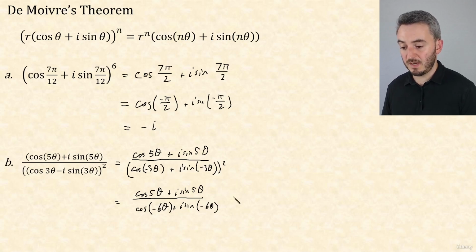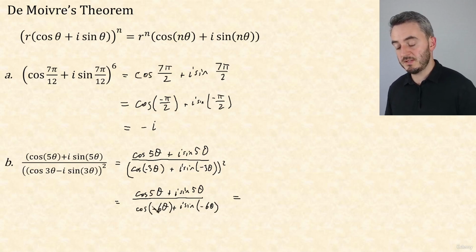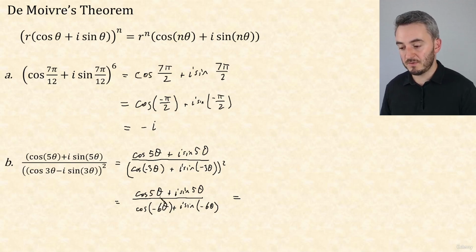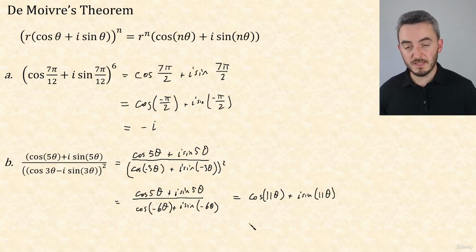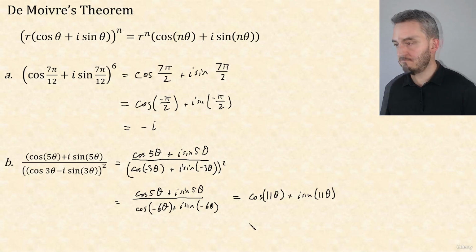And now this is just standard division of complex numbers. The modulus is 1 in both cases, and the arguments we just subtract. So that's 5 theta minus minus 6 theta, which is 11 theta. So we get cos of 11 theta plus i sine 11 theta. You could leave your answer like that. Of course, we could write that in exponential form, e to the 11i theta, but this is fine too.